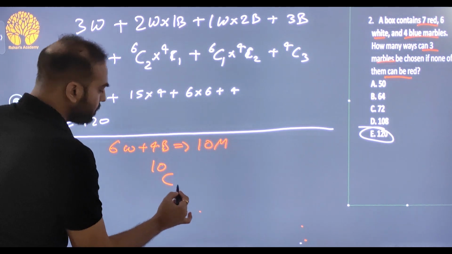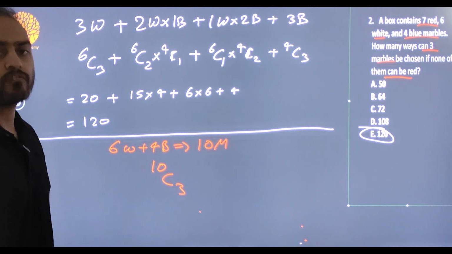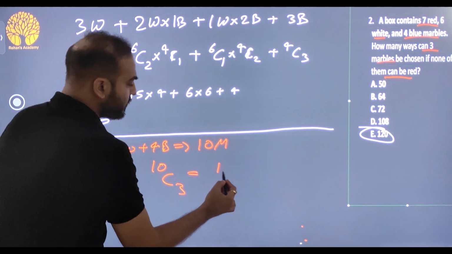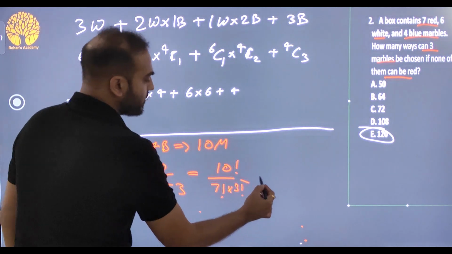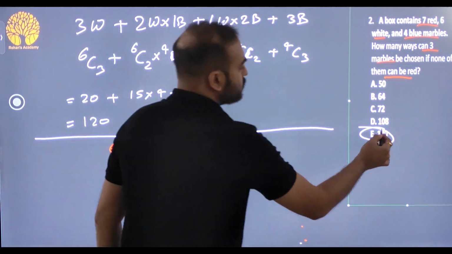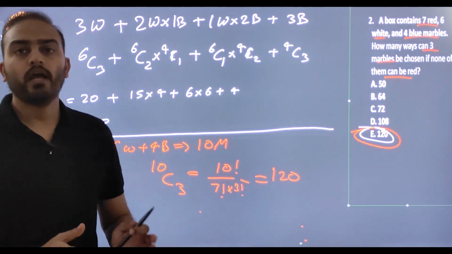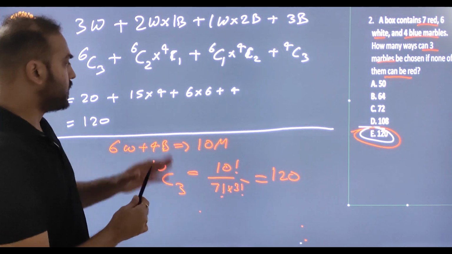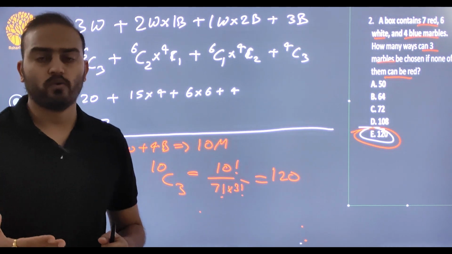From these 10, pick any 3. It doesn't matter what you pick. None of them will be red for sure. If you simplify that, that's 10 factorial by 7 factorial times 3 factorial. If you solve it, that will also give you 120. So guys, remember, the calculation doesn't matter. What matters is how you think about the question.